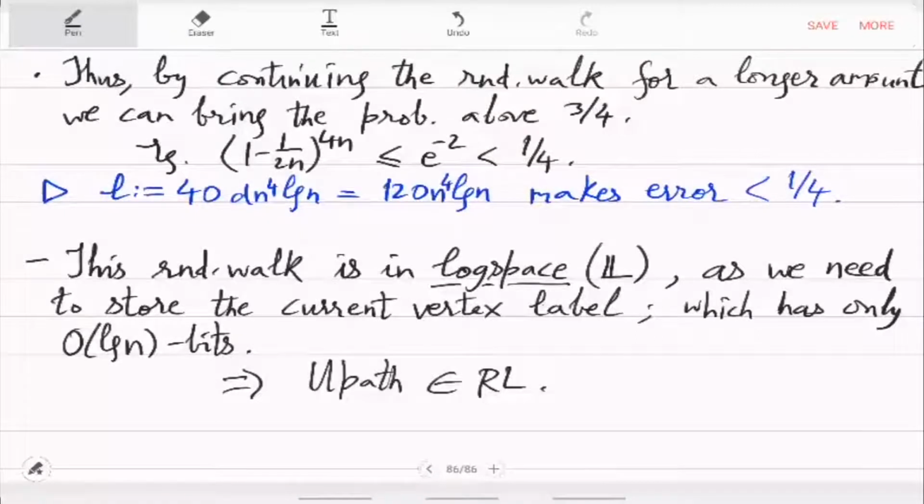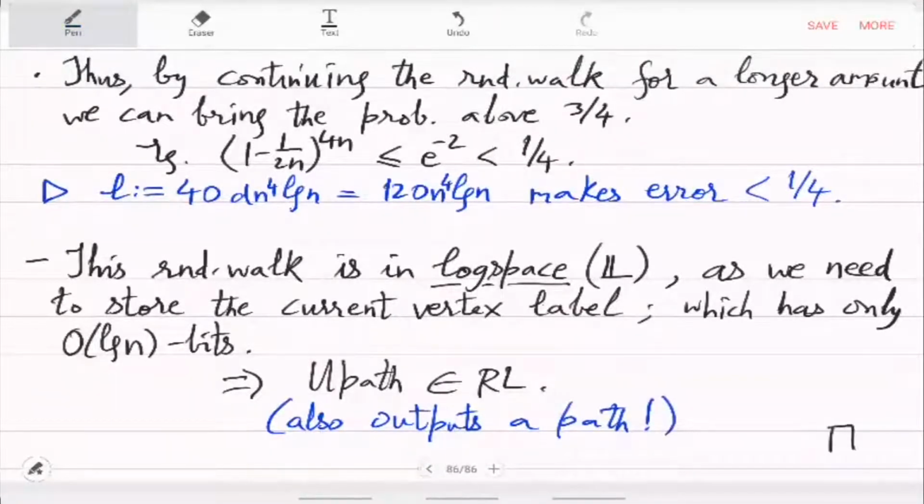Okay, and notice that since you are actually going to vertices, you can also keep outputting these vertices. So the whole path can be outputted as well. So it also outputs the path. Right? So the working space is only order log n space, and you can output bit by bit or vertex by vertex. You can write the path on the output tape.